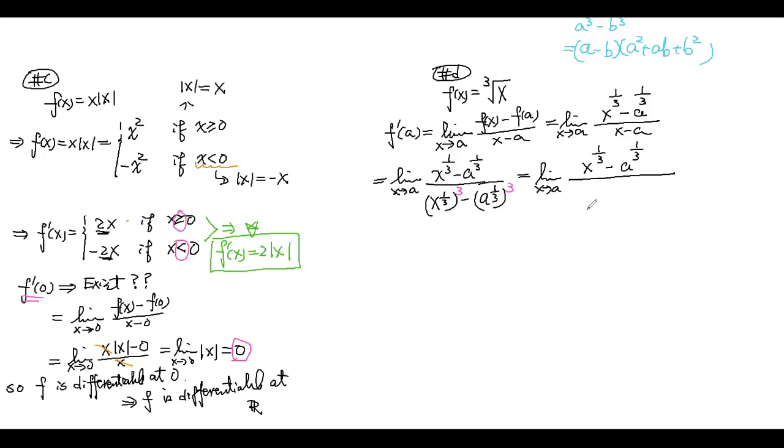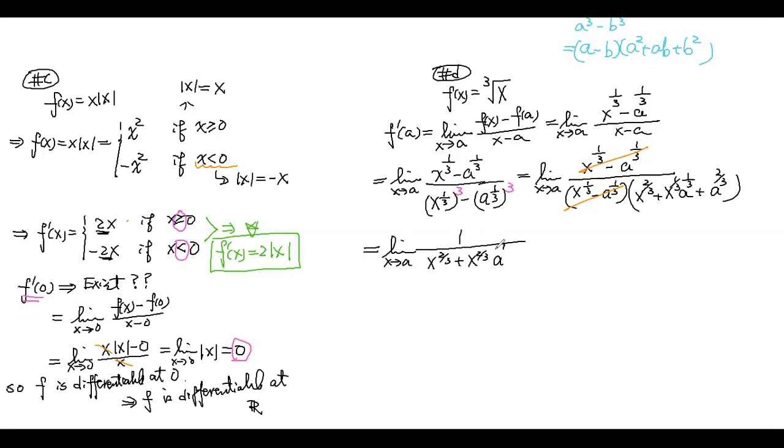Okay, so now I can write this one as x to the 1/3 minus a to the 1/3, times the parenthesis: a squared will be x to the 2/3, plus x to the 1/3 times a to the 1/3, plus a to the 2/3 here. Okay, now see here, boom, boom, these two cancel, right? Okay, so now I have the limit as x approaches a of 1 over x to the 2/3 plus x to the 1/3 times a to the 1/3 plus a to the 2/3, right? Okay, now you replace the x with a. So what do you have here?